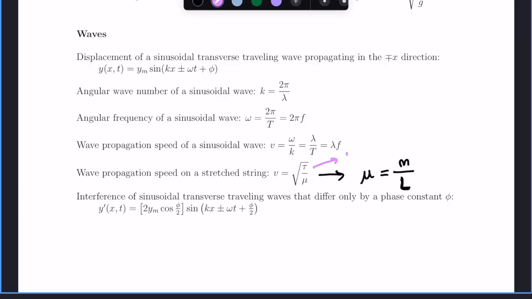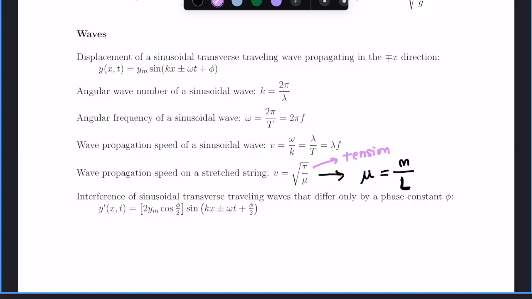Otherwise, just know that this is tension. By the time you get to this part of physics, a lot of the time they'll start switching to using tau for tension, which we haven't used anywhere else. So that comes a little bit out of nowhere, but conceptually, know that it's the force of tension on the string divided by the mass per length of the string itself.